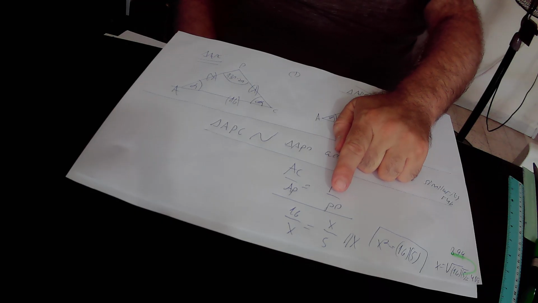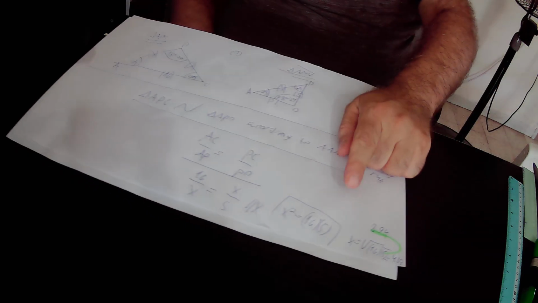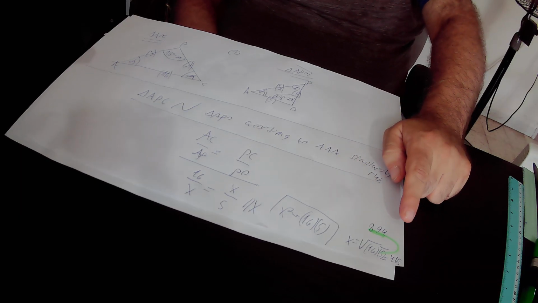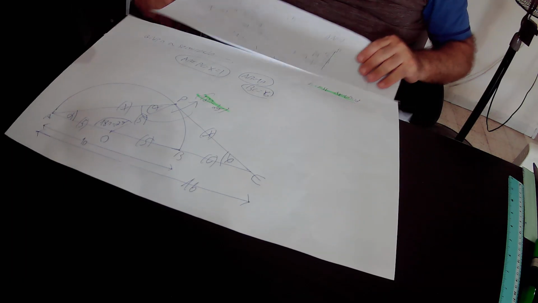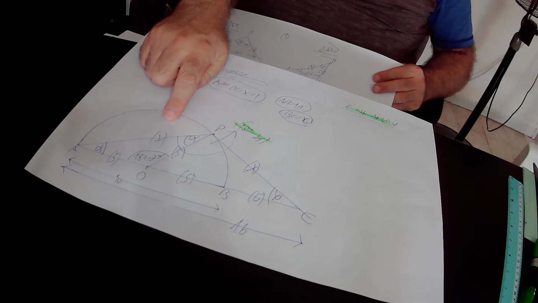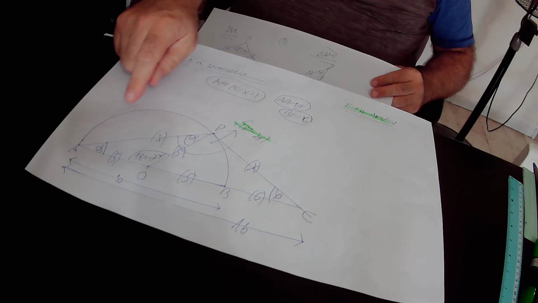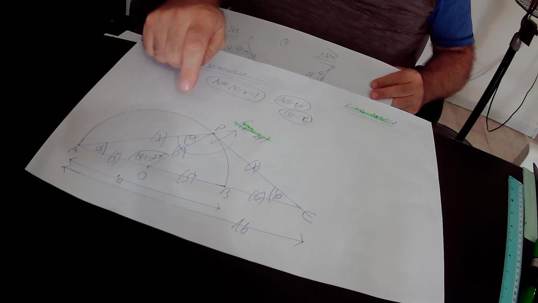Here we cross multiplied this equation and found that x squared equals 16 times 5. Taking the square root, we found that x equals the square root of 16 times 5. The square root of 16 is 4. Inside the root we are left only with 5. So in total, the length of line segment AP, which equals x, is 4 times the square root of 5 units. In terms of numbers, x is equal to 8.94 units.